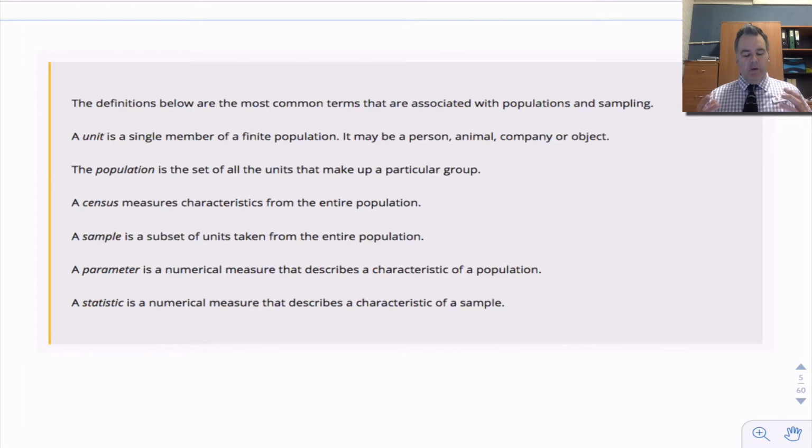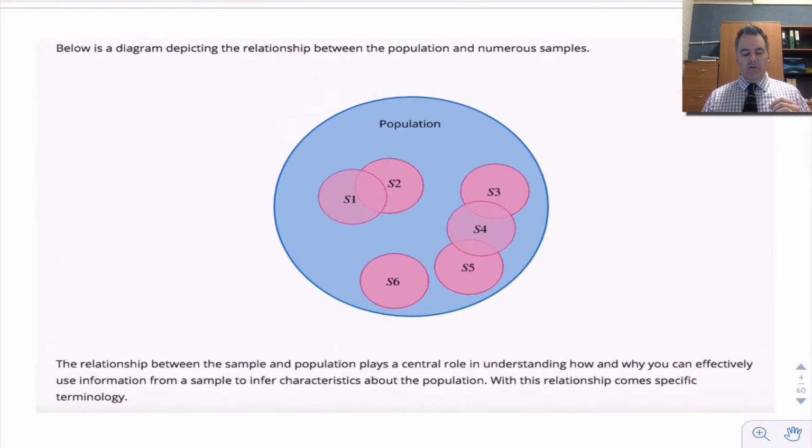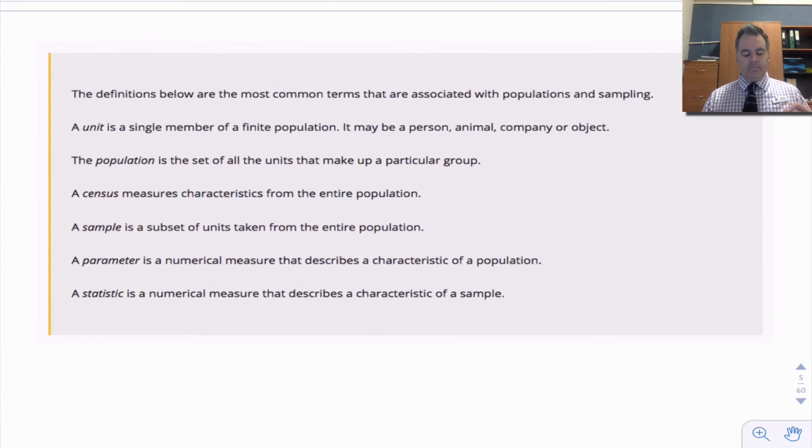A census measures the characteristics from everybody in the population. A sample is a subset of the entire population. So if you look at that blue circle there, that would represent a census if we did everybody. The pink circles within that are samples. Two words here that are important to know.